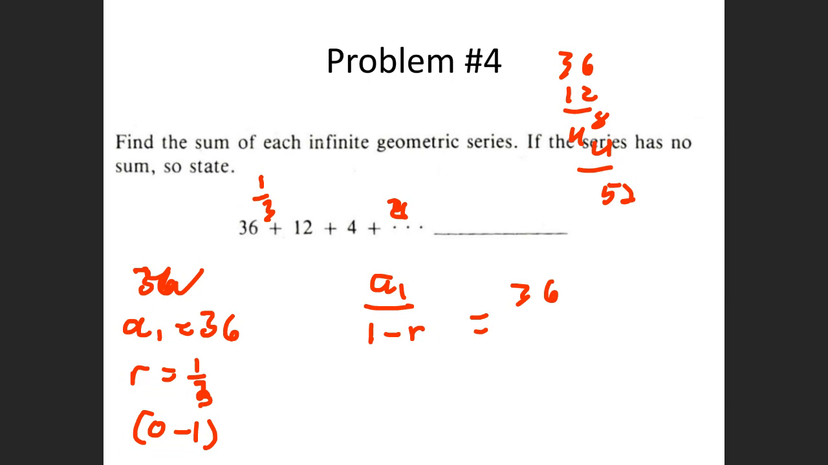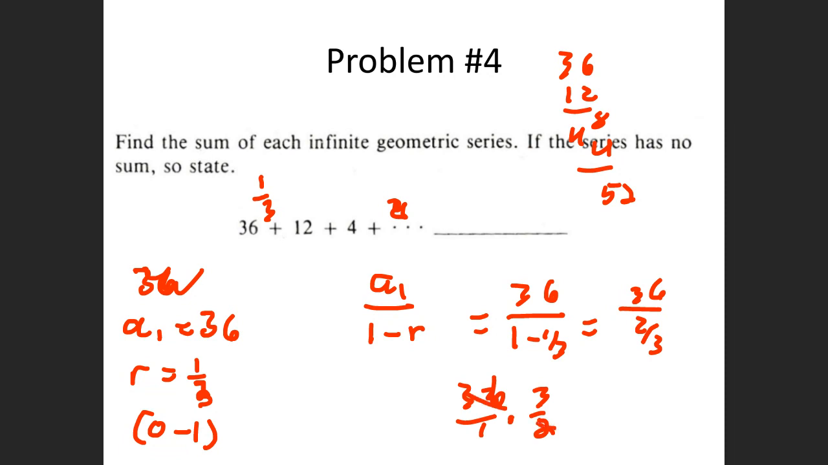So then my bottom is going to be 1 minus 1/3. So that's 36 over... 1 minus 1/3 is 2/3. Complex fraction. So I'm going to rewrite it like this: 36 over 1 times 3 over 2. I'm going to simplify. So 18 times 3 is 54.